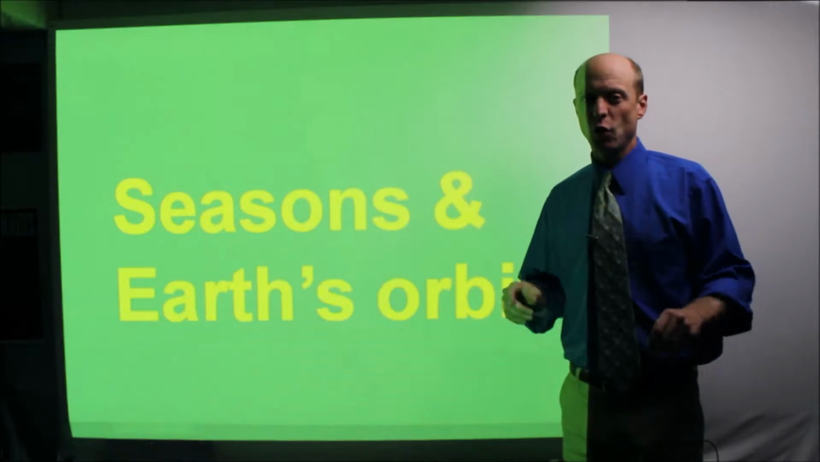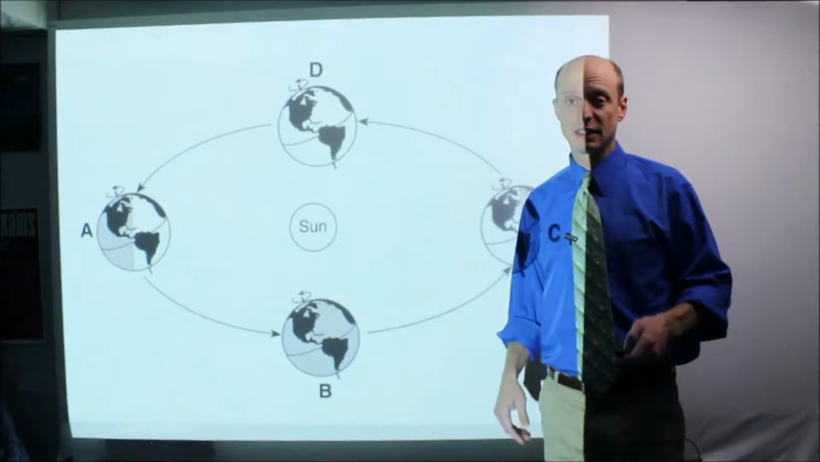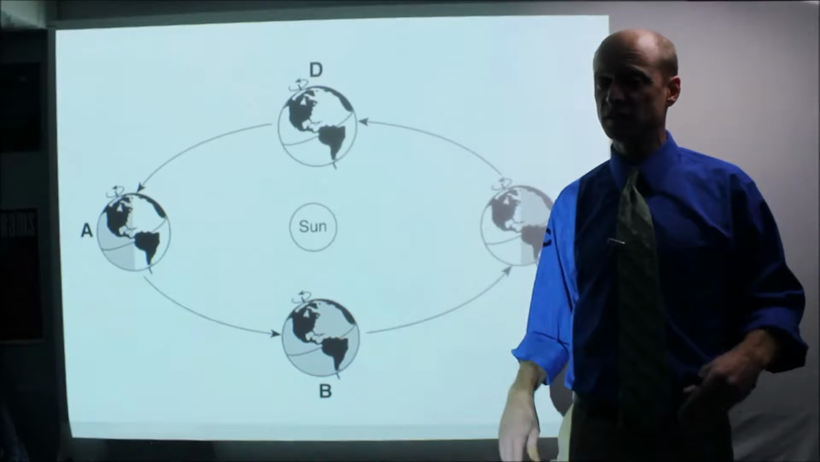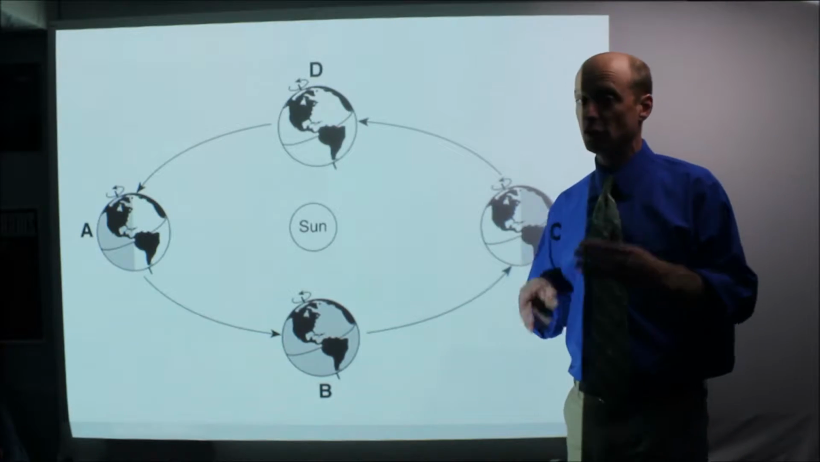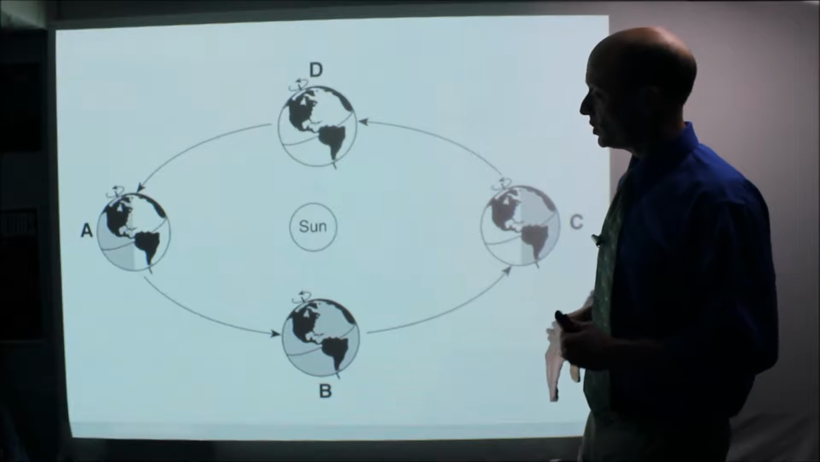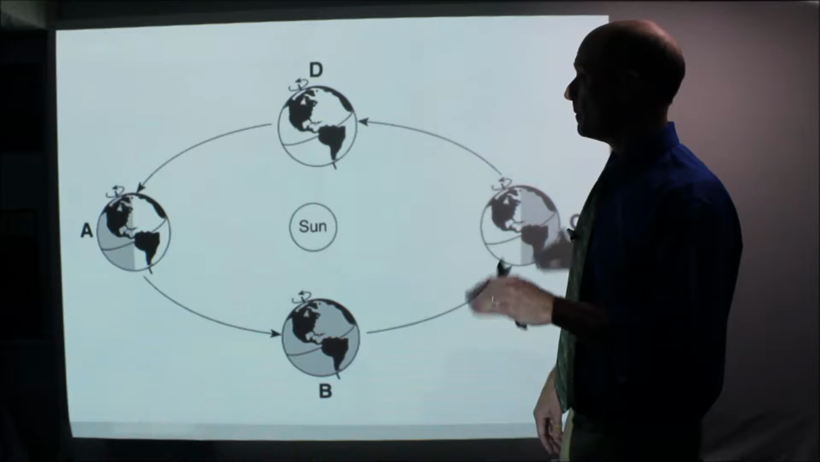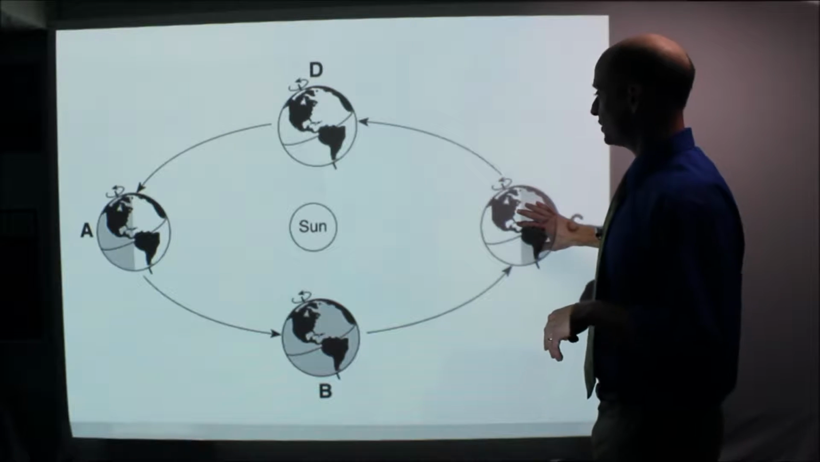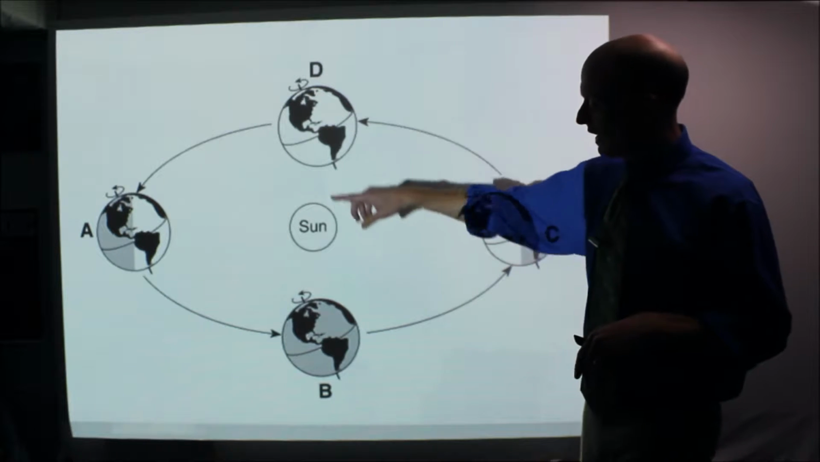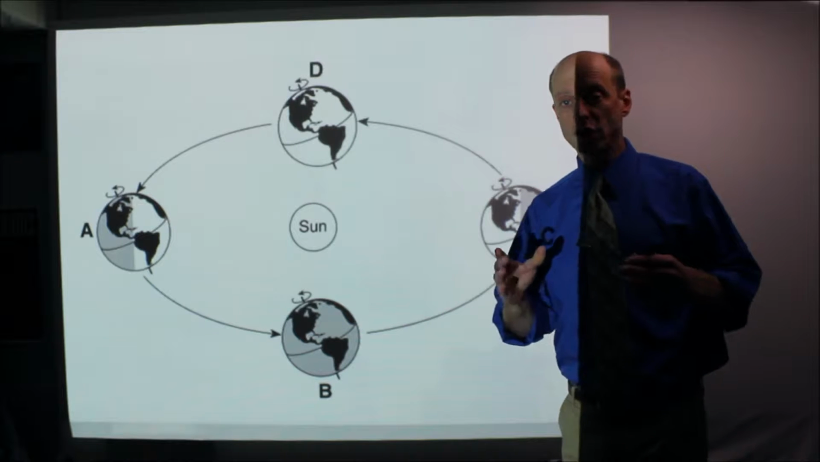Seasons and Earth's orbit. This is a big topic. There are questions on this every single test, so make sure you're on top of it. So what this is showing is Earth's orbit around the sun, not to scale by any means. To go from D to A to B back to C takes 1 year.